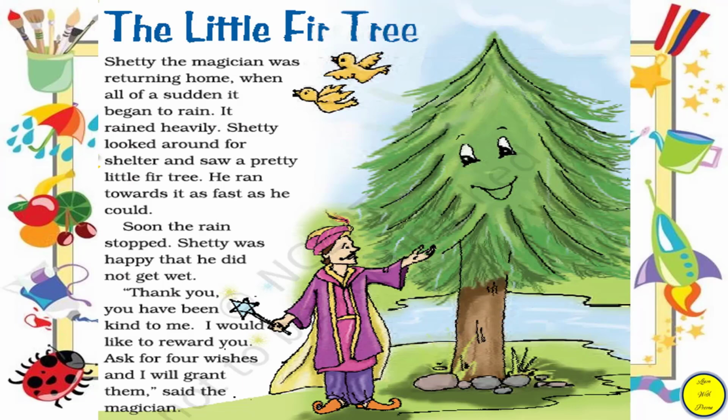Soon, the rain stopped. Shetty was happy that he did not get wet. Now, when the rain stopped, Shetty found that he was not wet but completely dry because of the fir tree. Children, the opposite of wet is dry. Wet means soaked in water. So, the magician did not get wet.